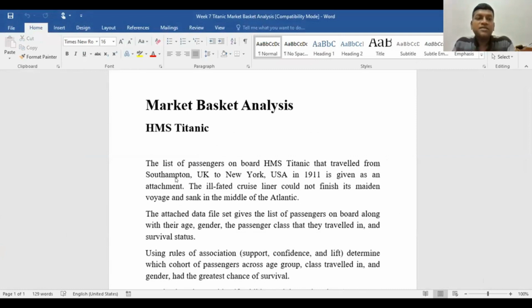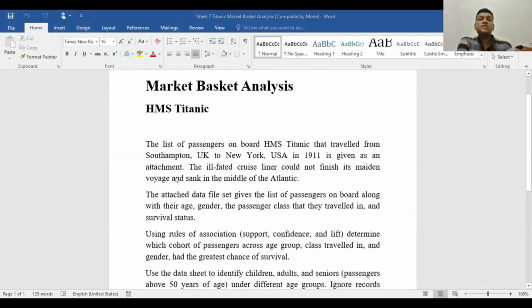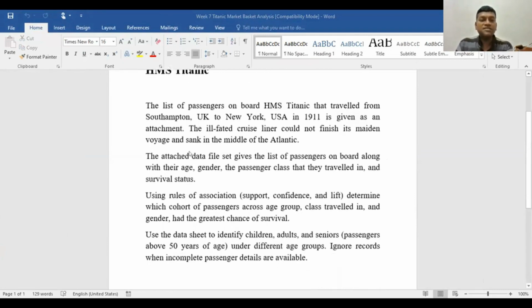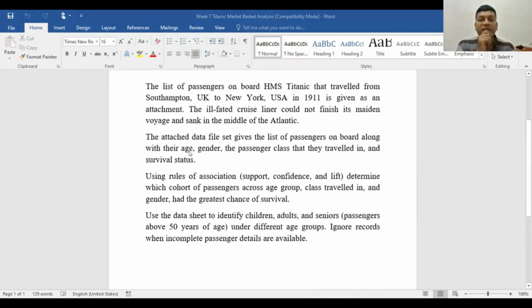Okay, right. So the list of passengers on board Titanic that traveled from Southampton, UK to New York, USA in 1911 is given as an attachment. The ill-fated cruise liner could not finish its maiden voyage and sank in the middle of the Atlantic. The attached data set gives the list of passengers on board along with their age, gender, the passenger class that they traveled in, and survival status.